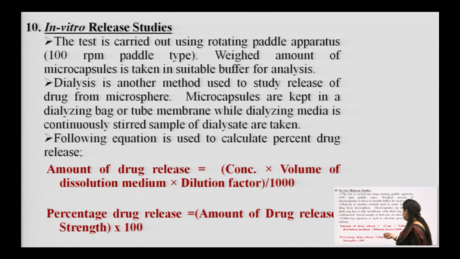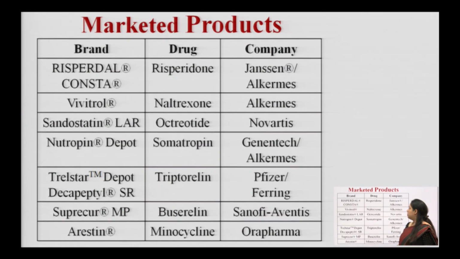Percentage drug release is the amount of drug release divided by strength, into 100. The amount of drug release can be calculated using this formula, and the overall percentage drug release can be calculated using this amount of drug release that you will get from this, and the strength.